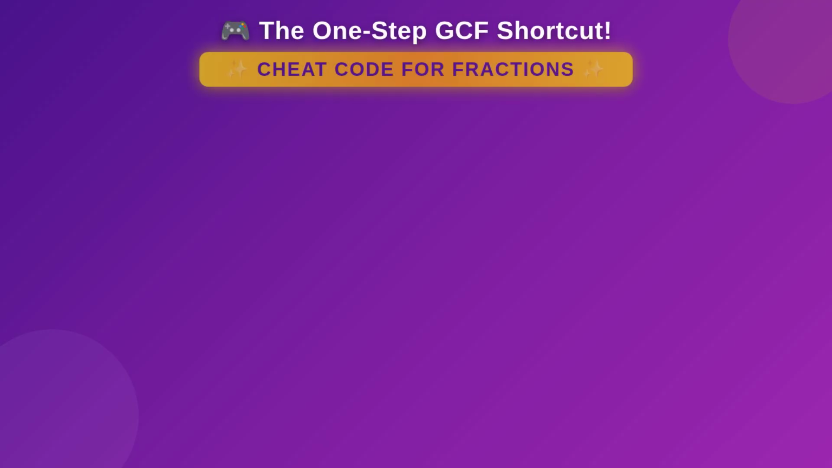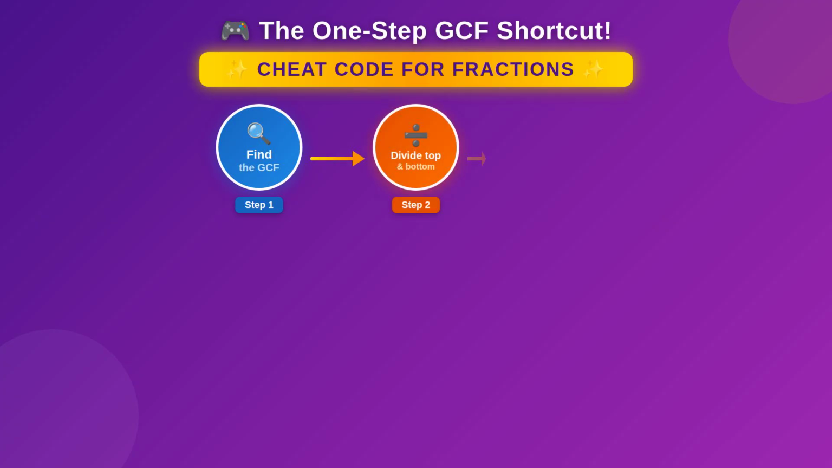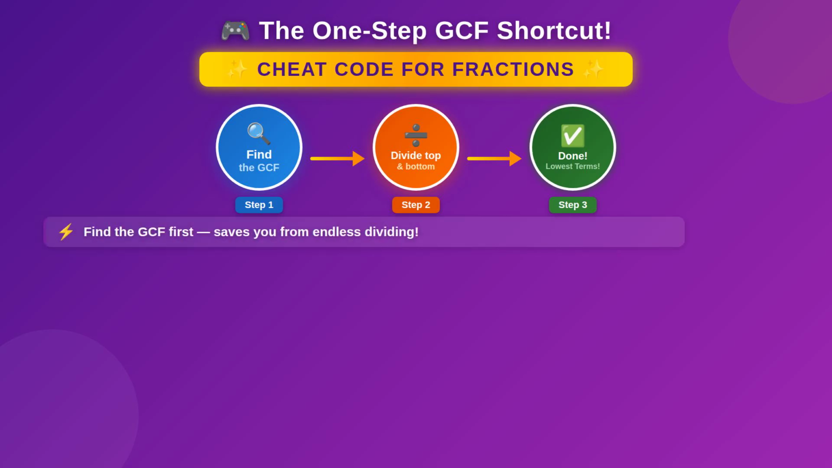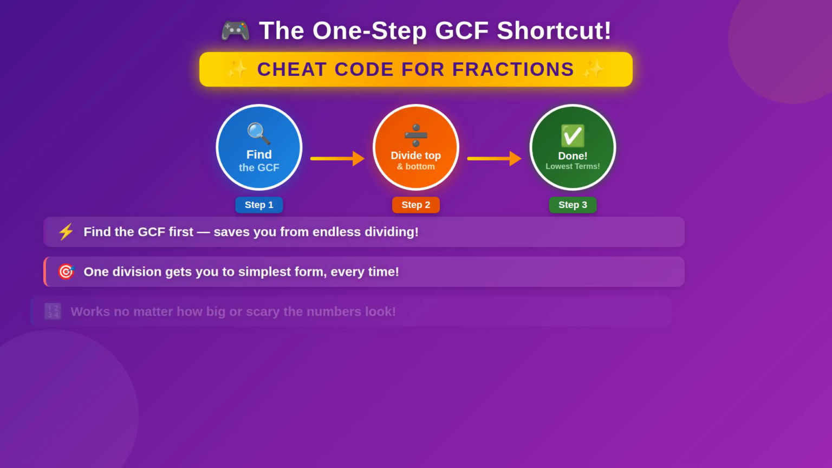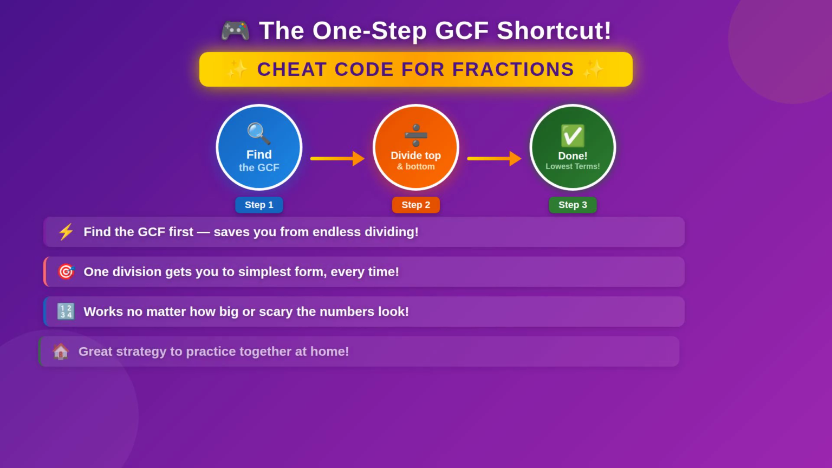Here's the shortcut that Maya wishes she knew all along. Instead of dividing again and again and wondering if you're done, you find the GCF first and divide just once. That single division gets you straight to the simplest form. No second guessing, no repeating steps. It's like having a cheat code for fractions. And the best part, it works every single time, no matter how big or scary the numbers look.